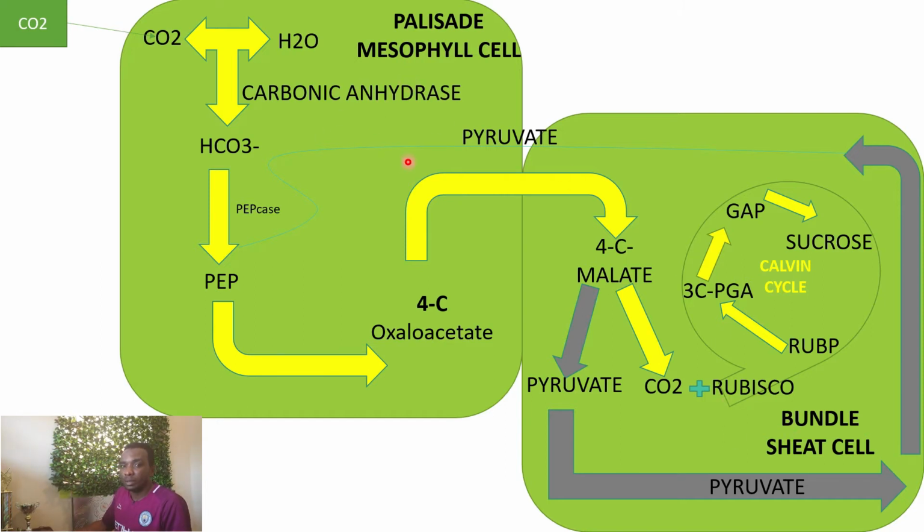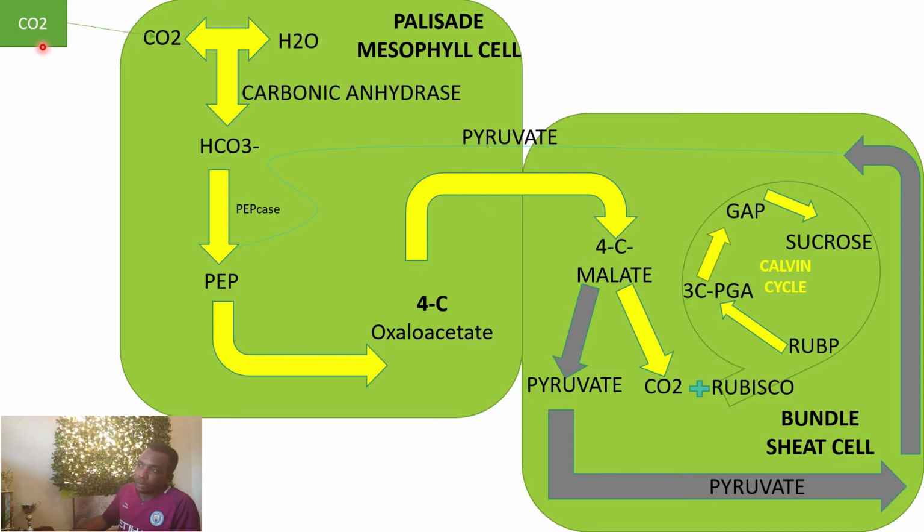Now, what we need to understand also is that the Calvin cycle, if you can see, the Calvin cycle operates within the bundle sheath cell of the C4 plants. But remember, in the C3 plants, it operates within the palisade mesophyll cells. It is not so within C4 plants. In C4 plants, this Calvin cycle operates within the bundle sheath cells. Now let us put all of this together.